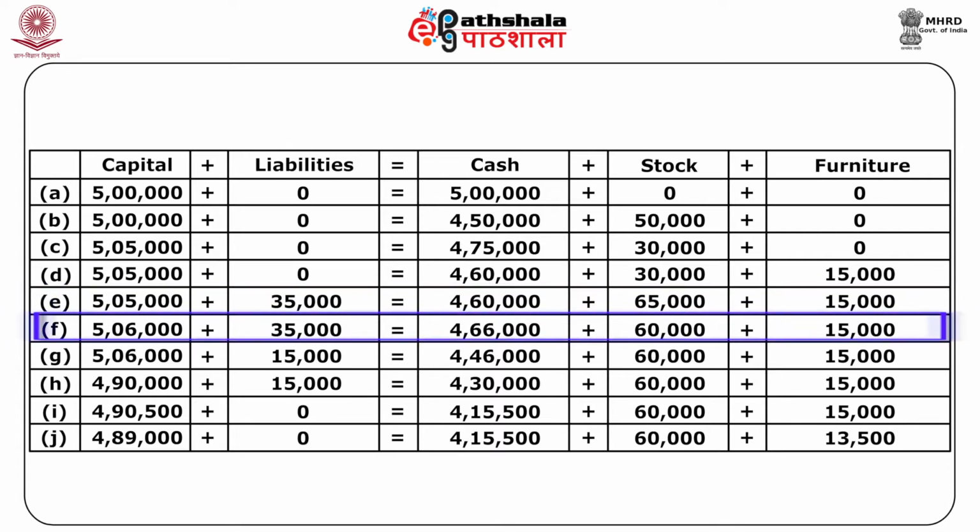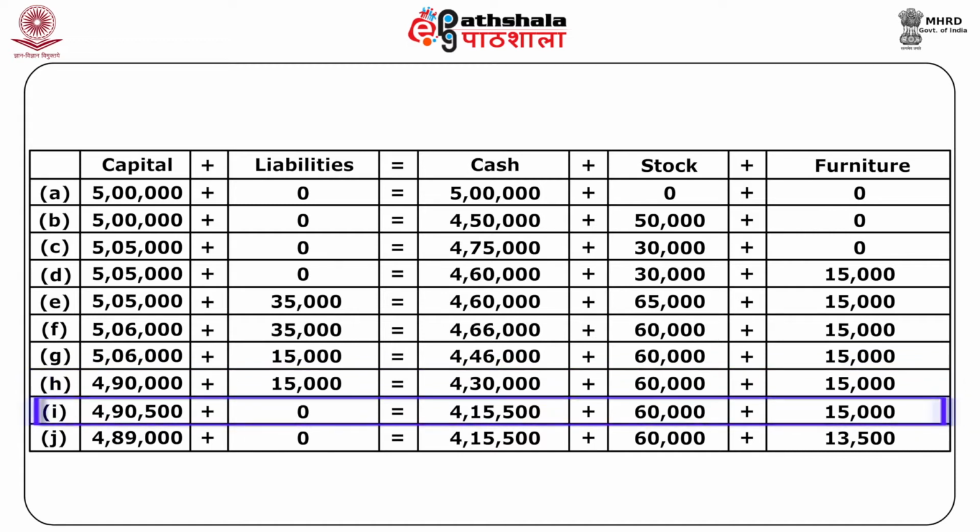Next, F part, 5,06,000 of capital plus 35,000 of liabilities will give you cash of rupees 4,66,000 plus stock of 60,000 plus furniture of 15,000. Then come to the G part, 5,06,000 of capital plus 15,000 liabilities will give you cash of 4,46,000 plus stock of 60,000 plus furniture of 15,000. H part of capital 4,90,000 plus 15,000 of liability will give you cash of 4,30,000 plus 60,000 of stock plus 15,000 of furniture.